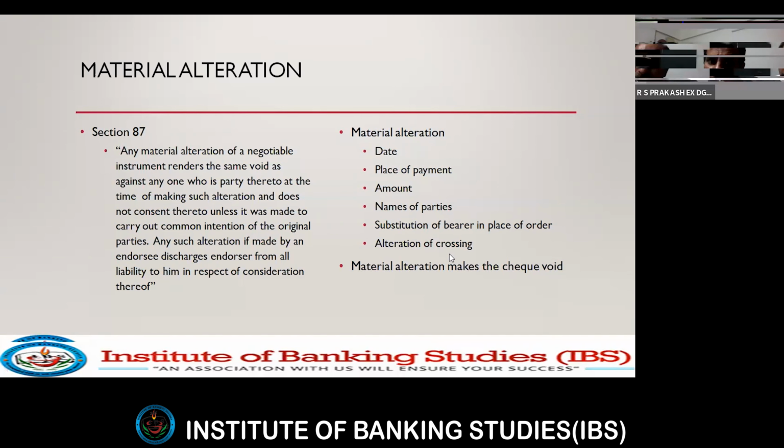Alteration of crossing, I told you now, if you cross a check which is otherwise open, it is not a material alteration. But if you cancel the crossing, that's why if a check's crossing is cut or cancelled, we will not pay the check. We will return it. A material alteration makes the check void. Void means valueless. It will become an ordinary piece of paper. It will not have any value.